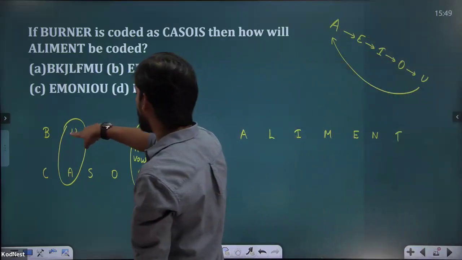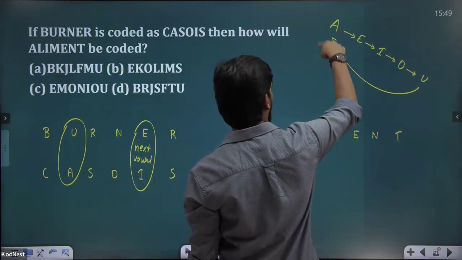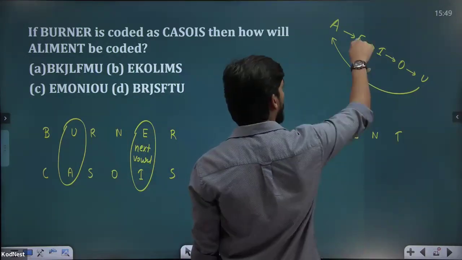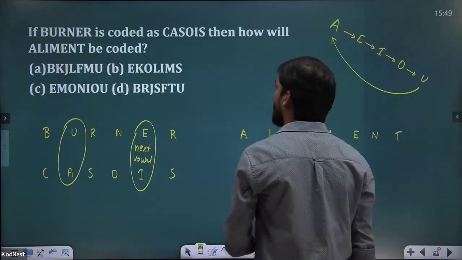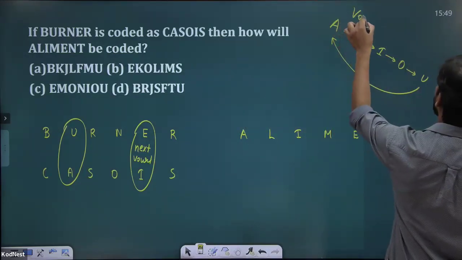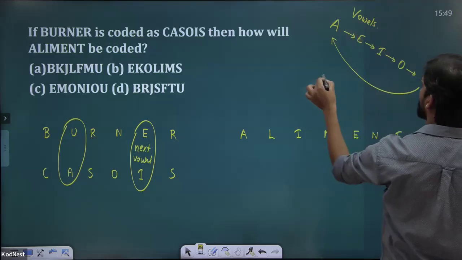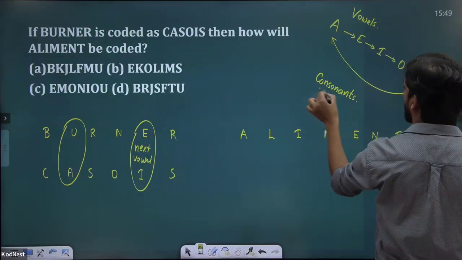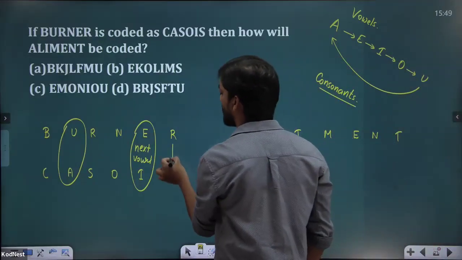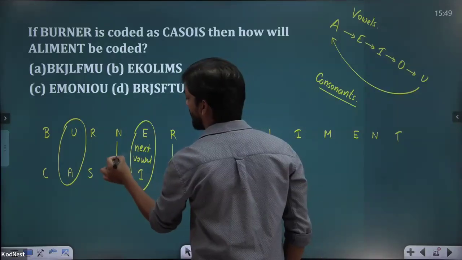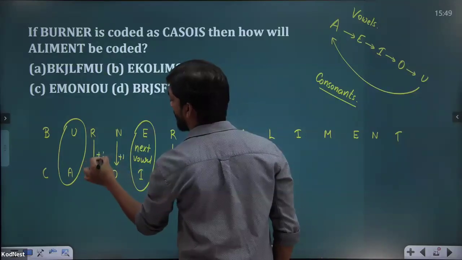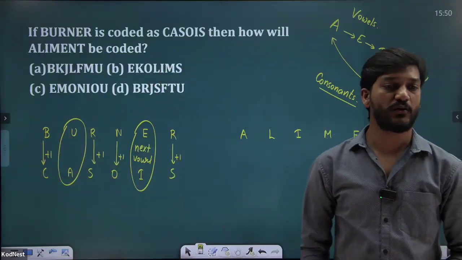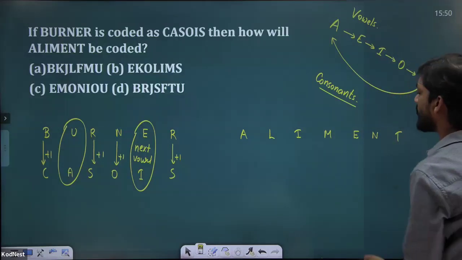This is how the series goes. So after U, the next vowel is A. So U, A. And for E, the next vowel is I. E, next vowel is I. Rest all are called consonants. This is vowels. Rest all are consonants. For consonants also the same thing. For consonants, it is plus 1, plus 1. Okay, plus 1, plus 1. All right. So this is how the coding has been done. The same we have to apply here also.